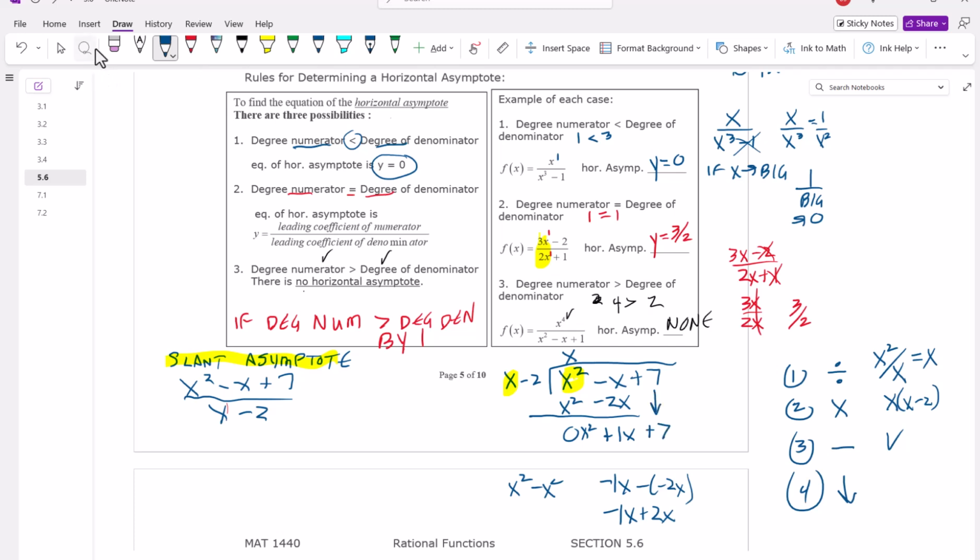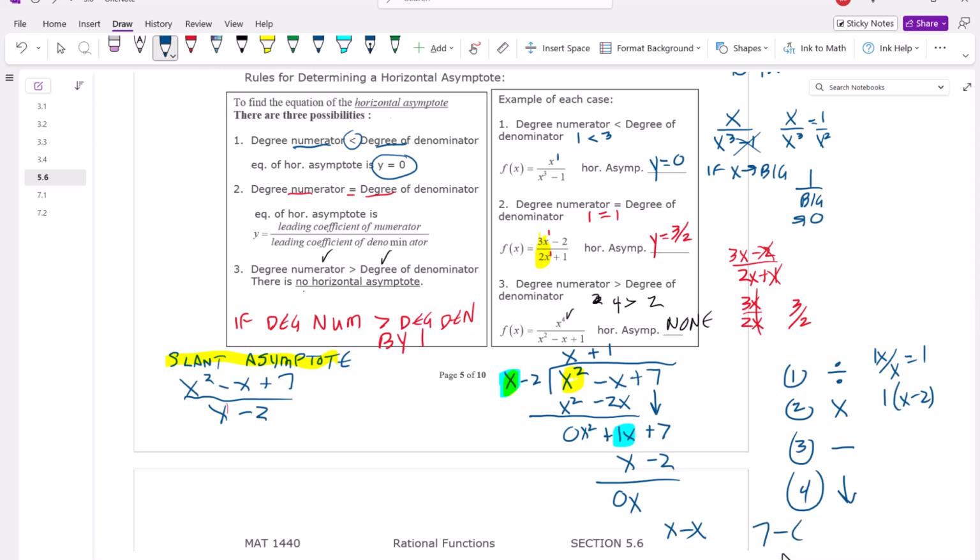Okay, so we got one more loop. You have to do this until you get a remainder. So now what I do is I look at this and this, and I divide them. So if I do 1x divided by x, that's equal to positive 1, so you record that. And then you multiply. So now you would do 1 times x minus 2, which is x minus 2. Then you subtract. So you do x minus x, which is 0x. And again, you do 7 minus negative 2, which is positive 9.